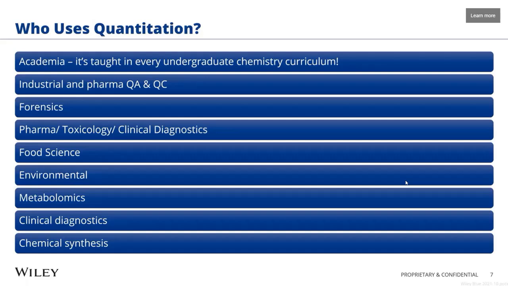So who uses quantitation? A lot of people. I'm not going to read through the whole list, but you can. This list is not inclusive, but people who use quantitation would be anyone who wants to determine the amount of a substance. And considering that quantitation is taught in every undergraduate chemistry curriculum, it's worth noting that Wiley offers quantitation at a highly discounted academic rate for campus-wide solutions.